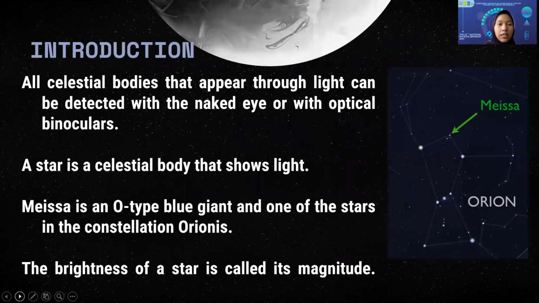Introduction. All celestial bodies that appear to light can be detected with the naked eye or with optical binocular. A star is a celestial body that shows light. Mesa is an O-type blue giant and one of the stars in the constellation Orionis. The brightness of a star is called its magnitude.